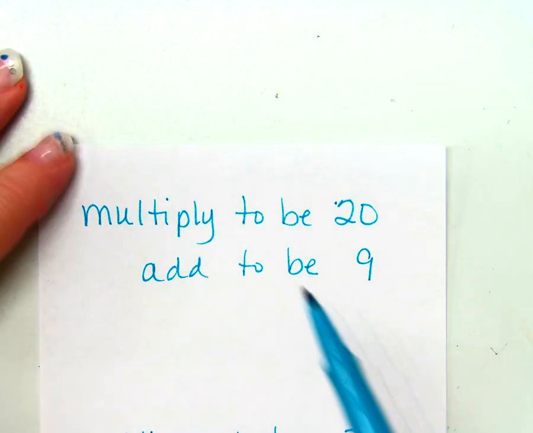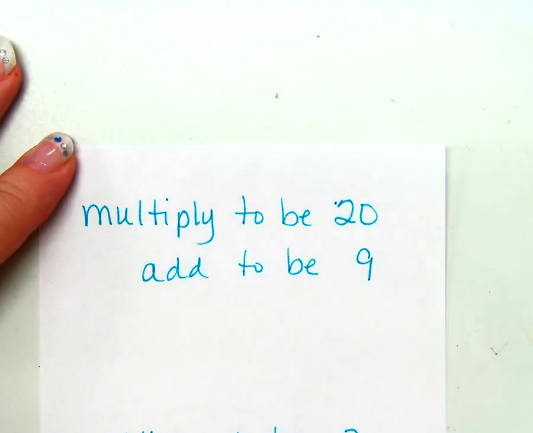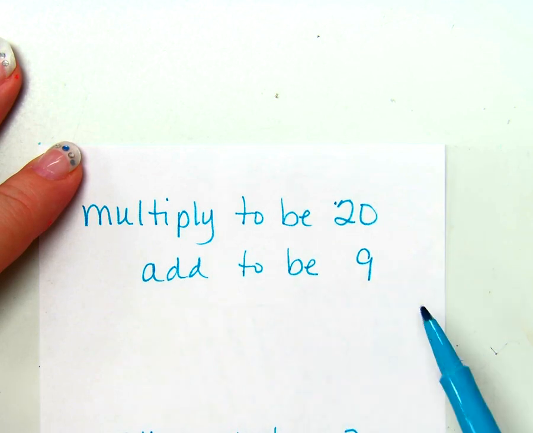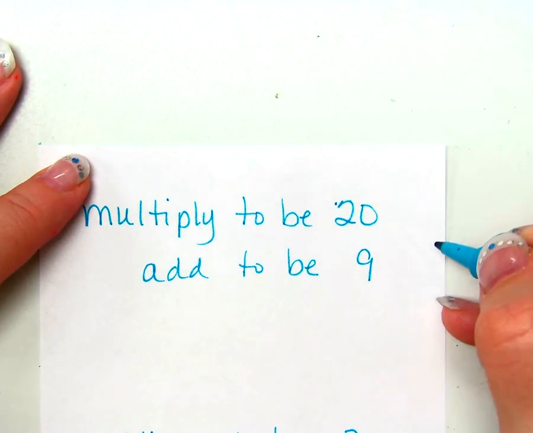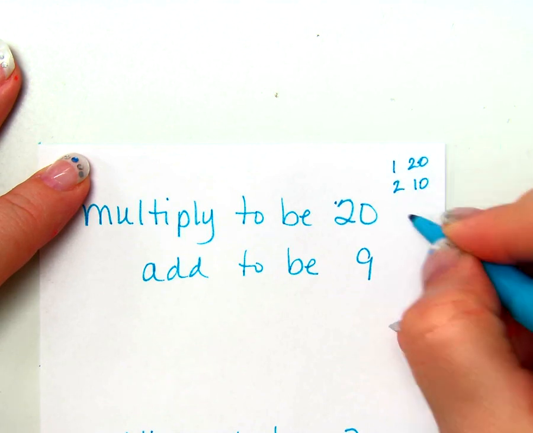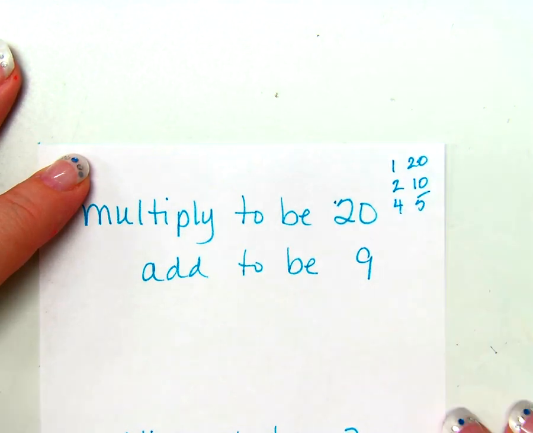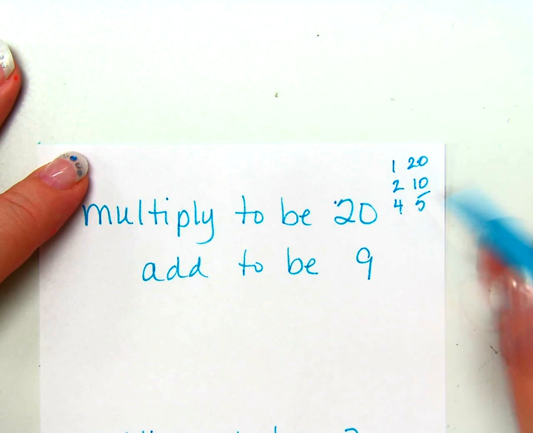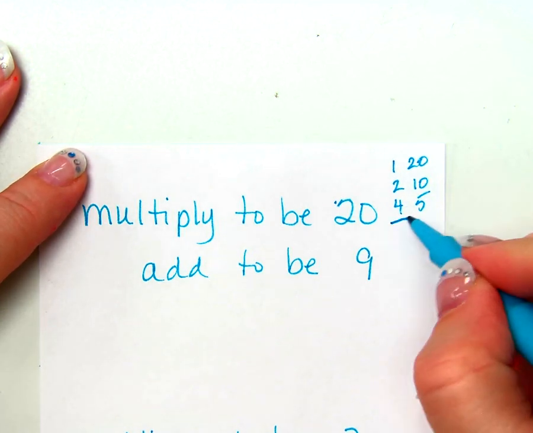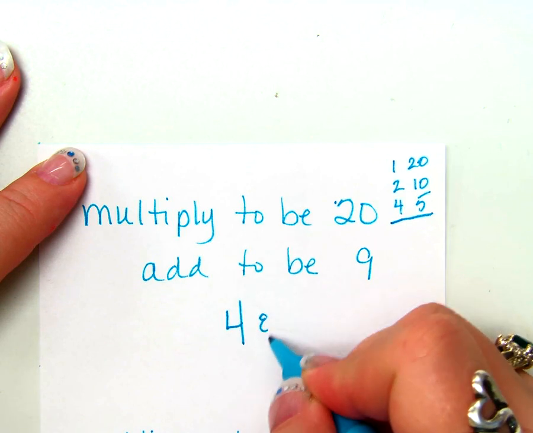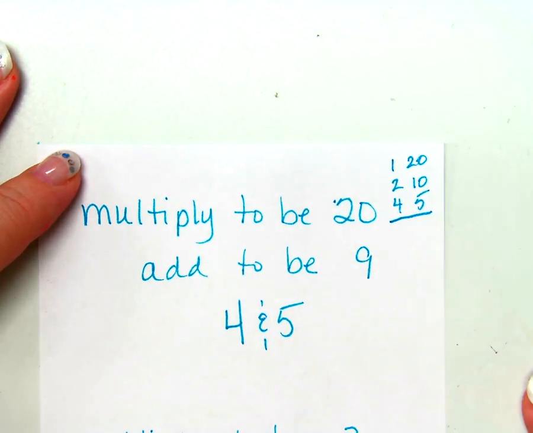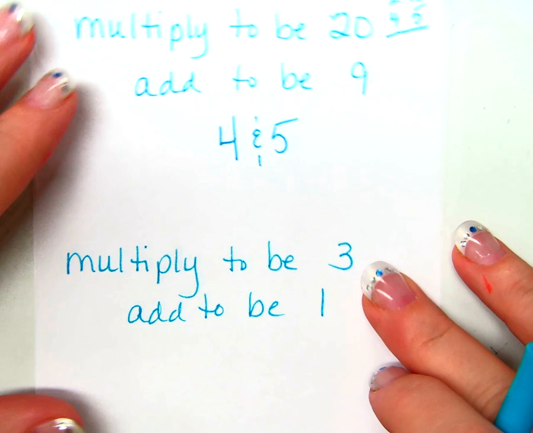Okay? So I want you to think of two numbers that multiply to be 20 and add to be 9. Well, what two numbers multiply to be 20? 1 and 20, 2 and 10, 4 and 5. Will any of these combinations give me a sum of 9? Well, hopefully you can see that 4 and 5 will multiply to be 20 and add to be 9.